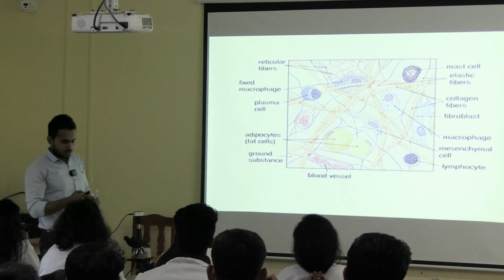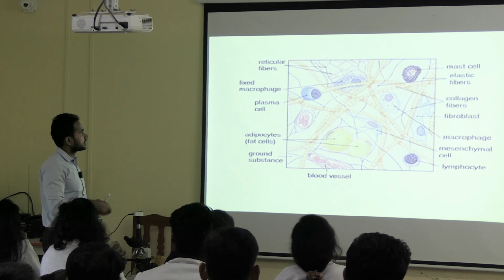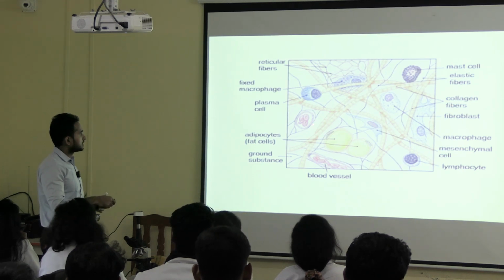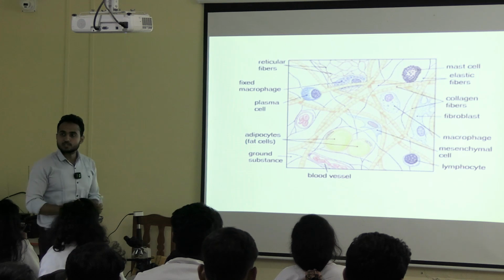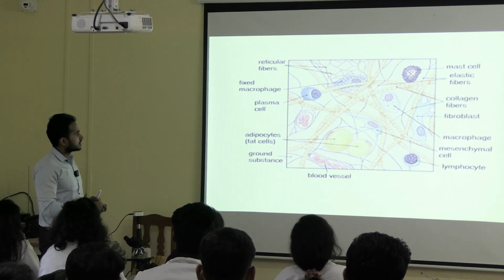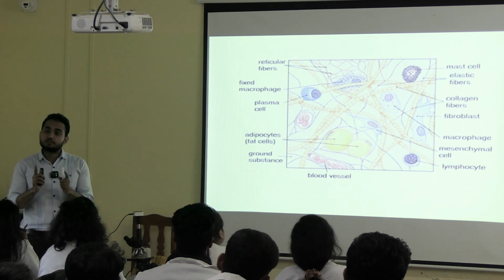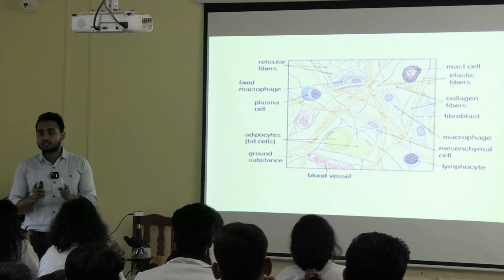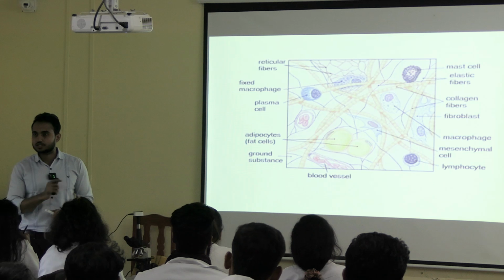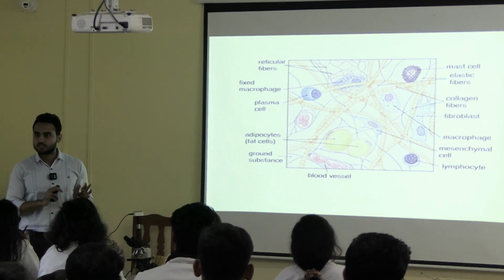Here you can see these are the fibers. This is one type of fiber, this is one type of fiber, this is one type of fiber. Next, this particular area is the ground substance. Next, can you see the cells? Here one cell, here one cell, here one cell. Now just compare the epithelial tissue which you have studied with the connective tissue which you are studying right now. Is there any difference? Yes, a huge difference is there.